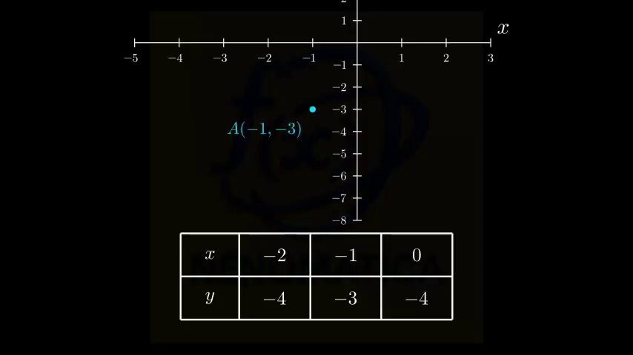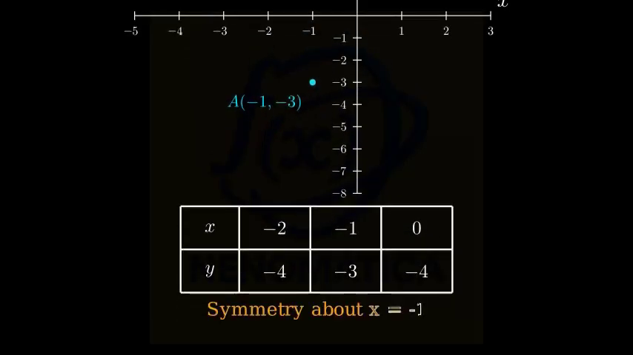At x equals negative 2, y equals negative 4. At x equals negative 1, the vertex, y equals negative 3. At x equals 0, y equals negative 4 again. Notice the equal y values at negative 2 and 0 confirm symmetry about x equals negative 1.